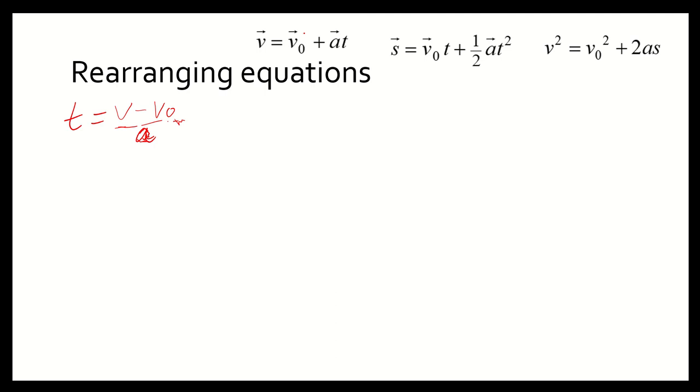Again, if we wanted to solve for V0 and get V0 by itself, we need to get rid of the plus AT, so we need to take AT from both sides. So V0 will be the final velocity take AT. And the last thing you could be required to do is rearrange this for A. If we want to get A by itself, first we'll take away the V0, so it'll be V take V0. But then this time, to get A by itself, we're going to divide through by the T.